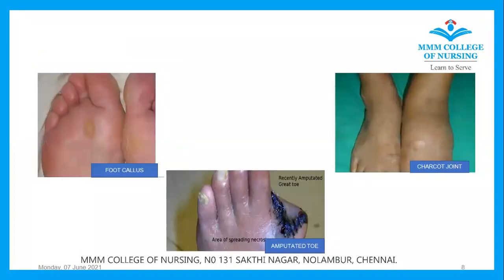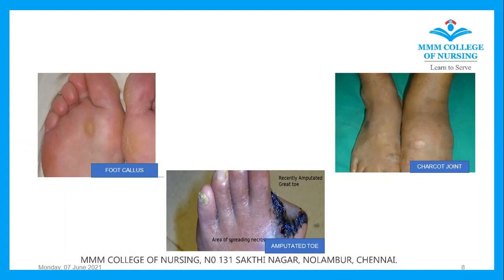And some other is called foot callus. Foot callus is due to an inappropriate use of sizes of the shoes. Okay, that is a reason for this foot callus. And also abnormal gait is a reason for the development of this foot callus, hardening of the tissues you can identify. And the next one is the amputated toe. Amputated toe will reveal the previous surgical intervention due to ischemia or gangrene. So with that we can identify.